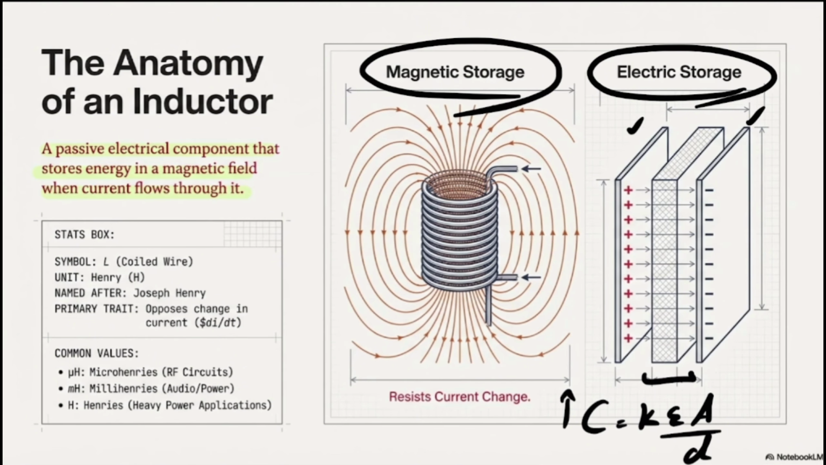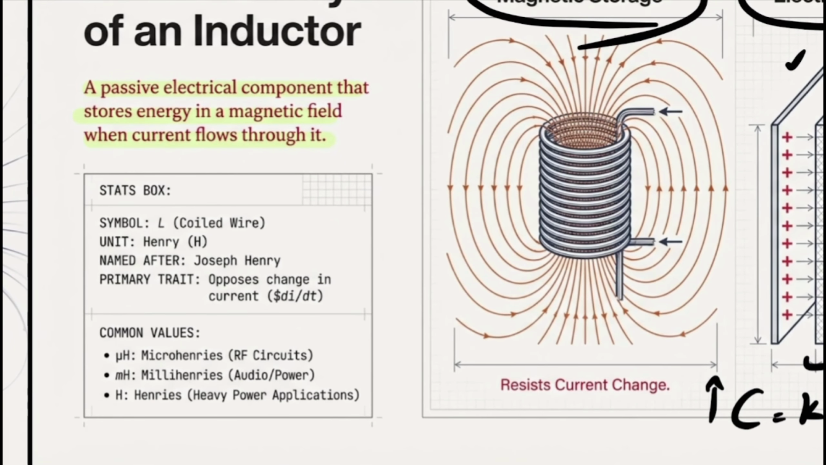So for the symbols, we have L, which is considered as the capacity of the inductor. We call it inductance. Then we have the unit. If you remember, for the capacitor, we had the Farad. For the unit of the inductor, we have the Henry. Why do we have that? Obviously because it is named after the person who discovered this fact, Joseph Henry. And the very important thing is that this guy is going to oppose the change in current.